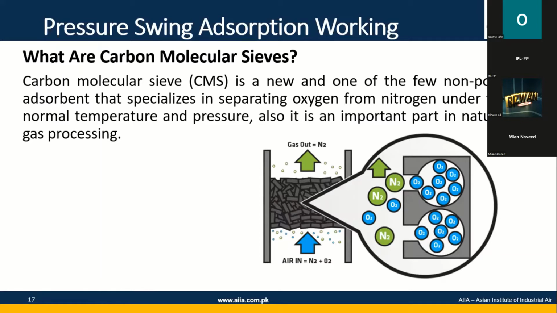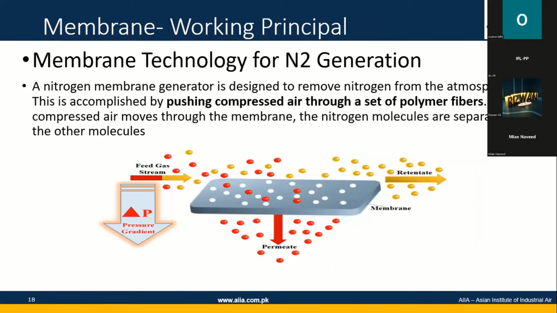So what carbon molecular sieves do is they act as an absorbing material for oxygen molecules. They absorb the molecules of oxygen, and they let the nitrogen molecules pass, right? So that was the PSA technology.